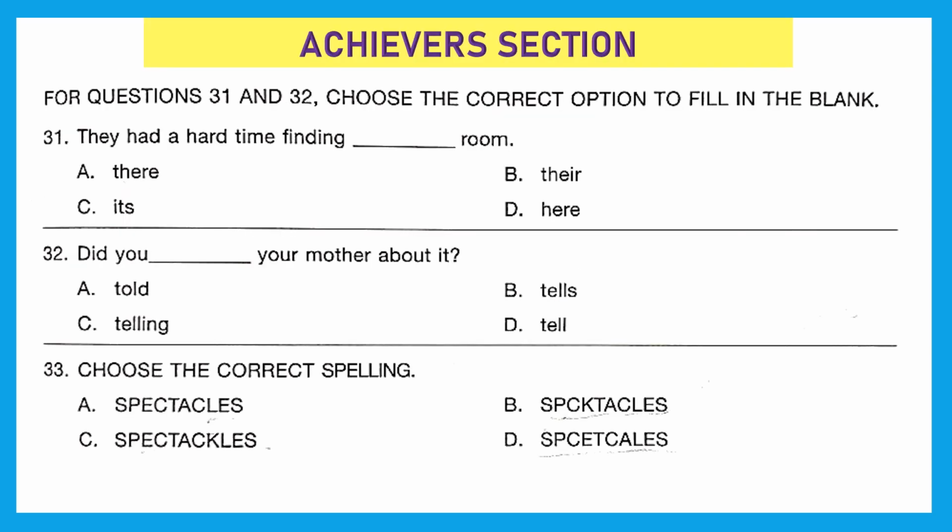Moving to the last section, that is achiever section, and it holds double marks for each question. So try to attempt nicely. For questions 31 and 32, choose the correct option to fill in the blank. Question 31, they had a hard time finding dash room. T-H-E-R-E there? No, because that tells about the place. T-H-E-I-R there is the right answer because it talks about the position of them, right?